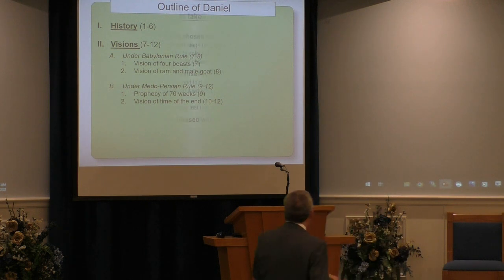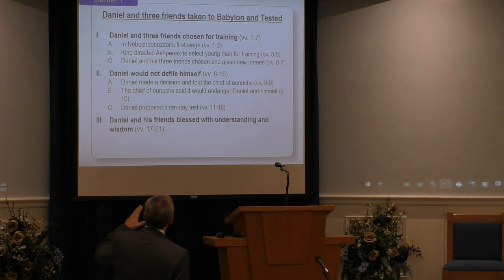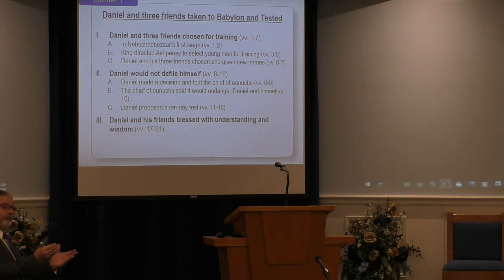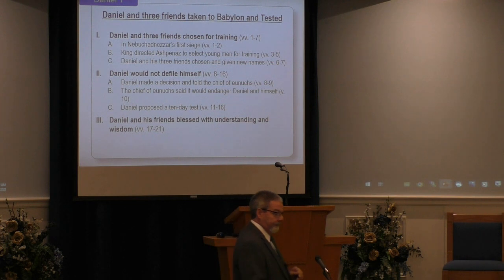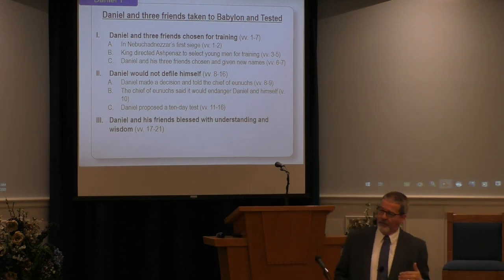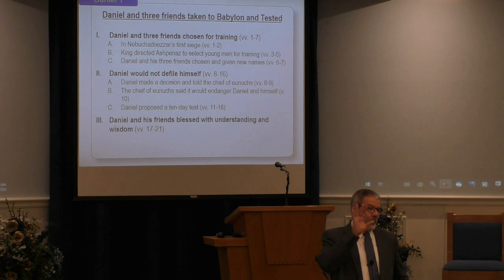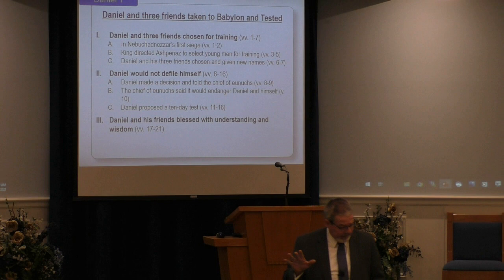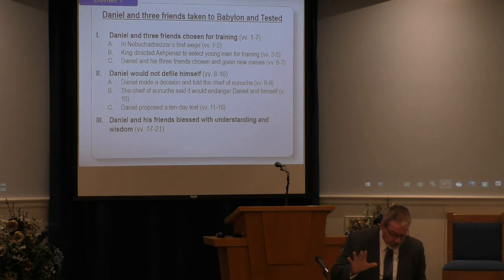All right. Let's get underway with chapter 1 now. Daniel and his 3 friends are taken to Babylon and they're tested. They're taken in the first group, as we've already noted. 3 things are going to happen. Daniel and his 3 friends are chosen for training. Daniel determined he wouldn't defile himself, and then they're blessed with understanding and wisdom. Now, here's something I want you to see. Watch for, and I'll come back to this in a moment, and we'll give evidence. Watch for, in chapter 1 that is, God's control over nations. Watch for that.